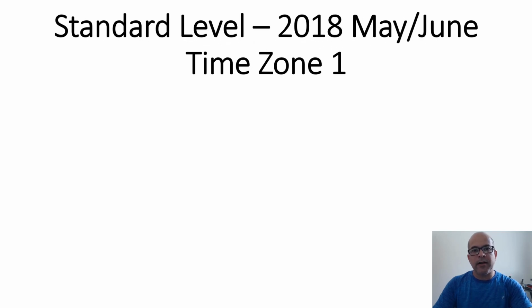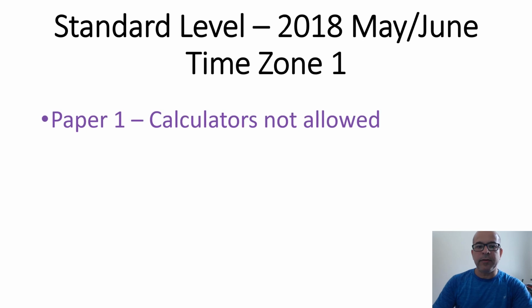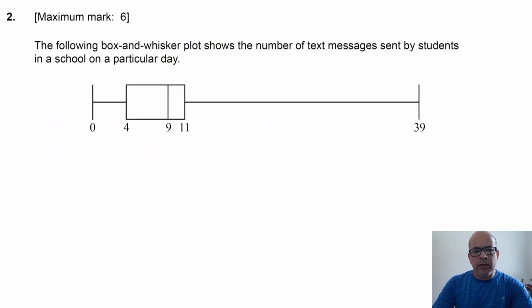Hi, in this video we are going to solve a standard level question from the 2018 May-June session, time zone 1. It's paper 1, no calculators, and question number 2. The following box-and-whisker plot shows the number of text messages sent by students in a school on a particular day. Then we see the box-and-whisker plot.